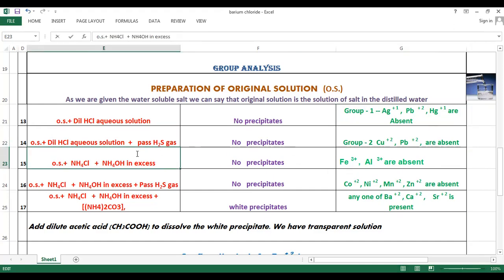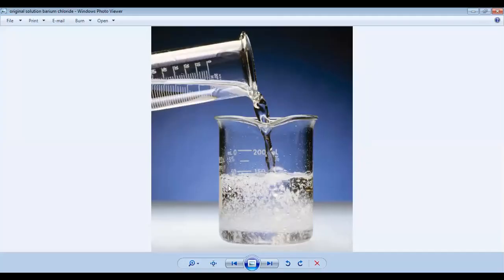Now, my dear students, we take the original solution. Let me show you how the original solution looks. You can see that after filtration, whatever the original solution that we get, it looks like this.